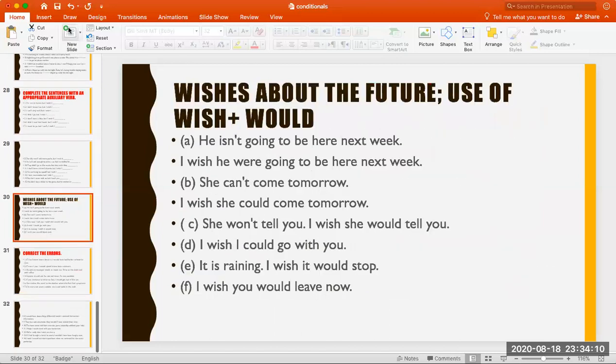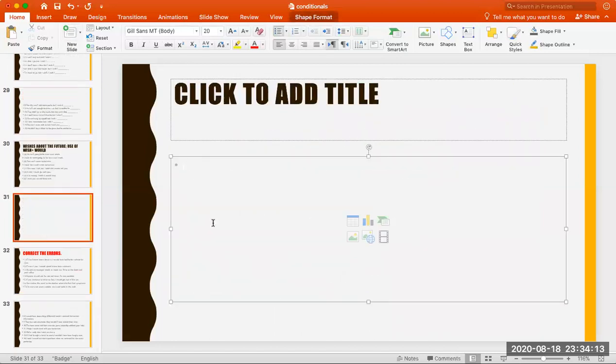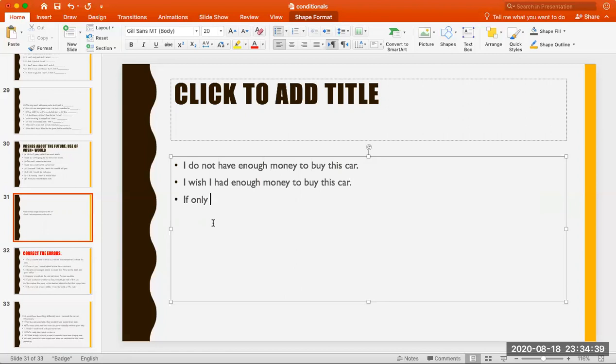And before I finish, I want to just clarify this thing a little bit. So if you say, I don't have enough money to buy this car, to use I wish or if only, you say, I wish I had enough money to buy this car. Or, same meaning, if only I had enough money to buy this car. Look, because this is present simple, we use past indicating something that is unlikely.